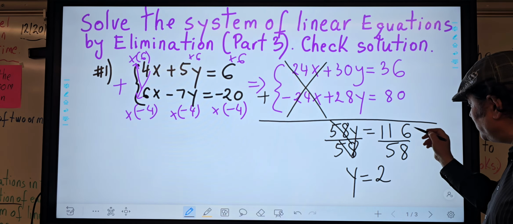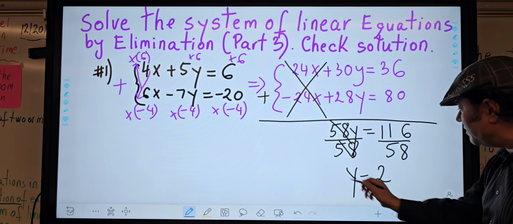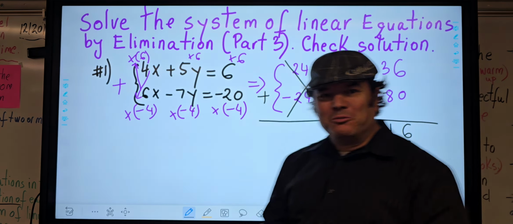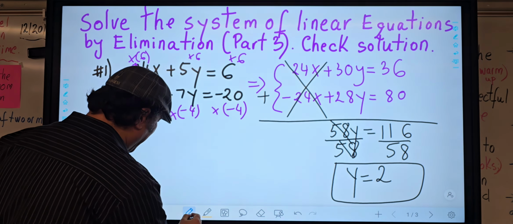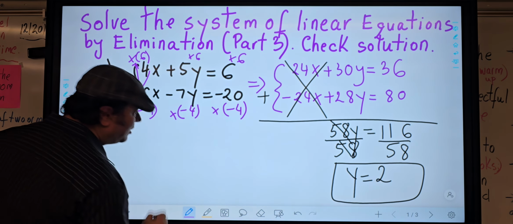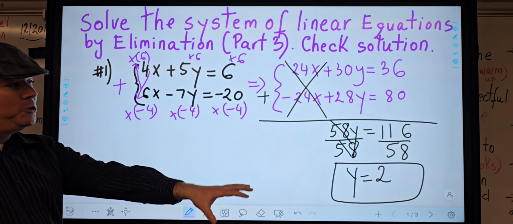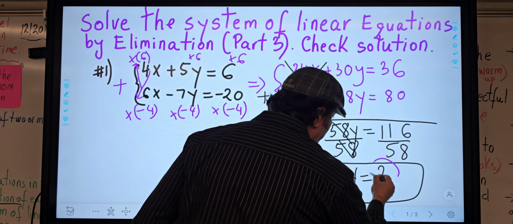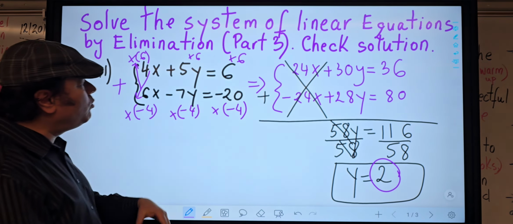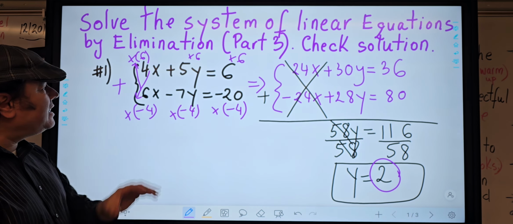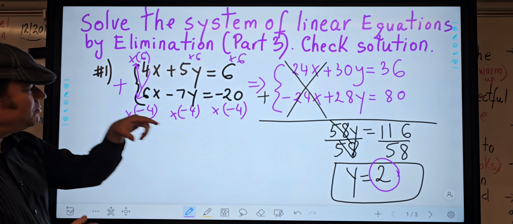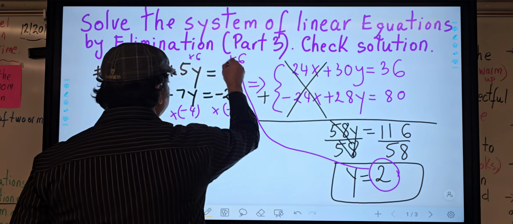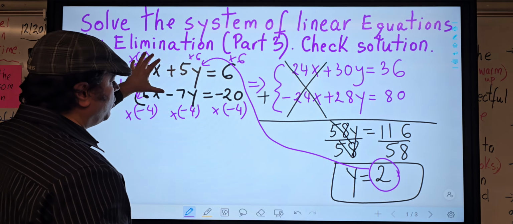2 times 8, 16, 6, 1. 2 times 5, 10, plus 1, 11. So 2 is good. So we got the y. Not bad. We were able to get the y. Now, after we get the y, we need to substitute this y into one of the original equations that has fewer numbers. So let's plug it into the top equation, y right there. And now let's solve for x.